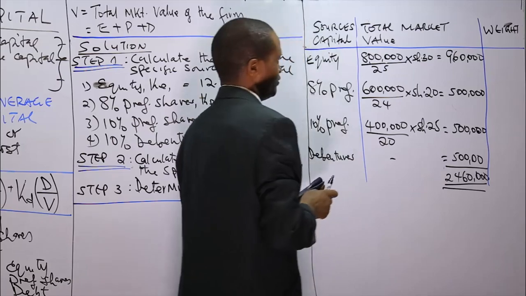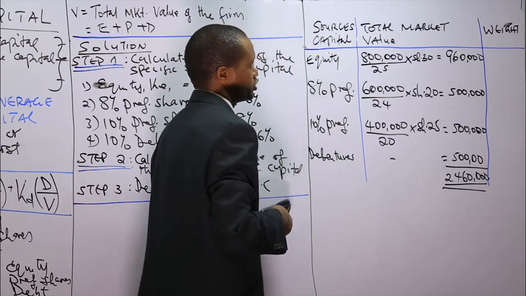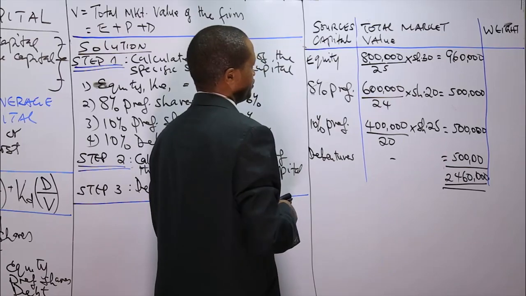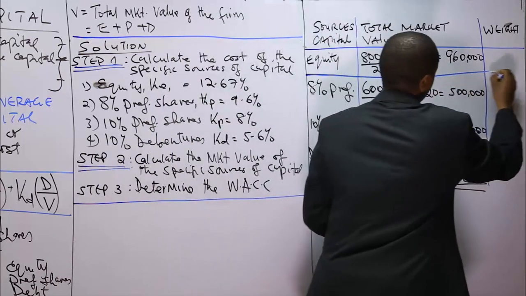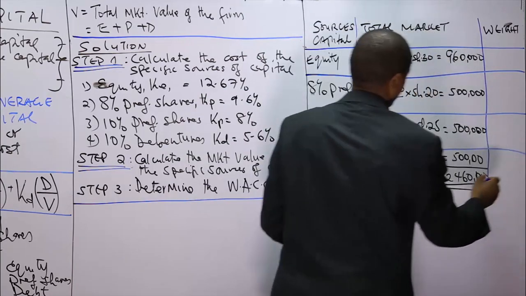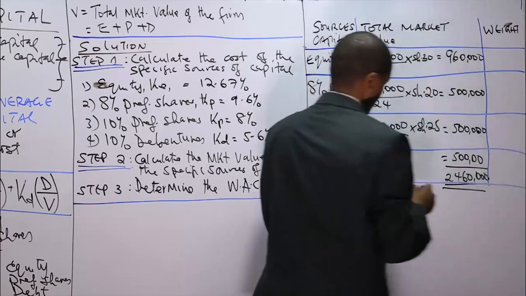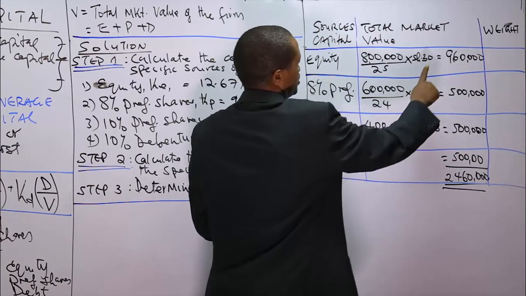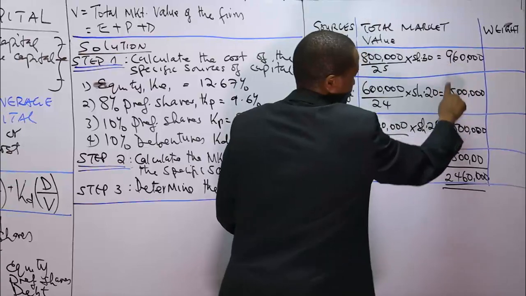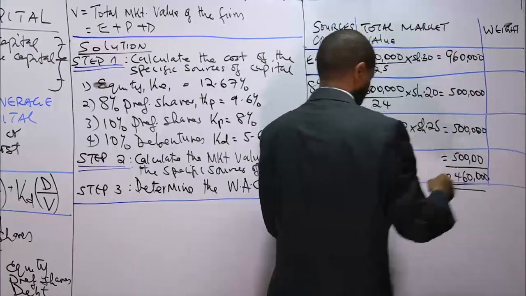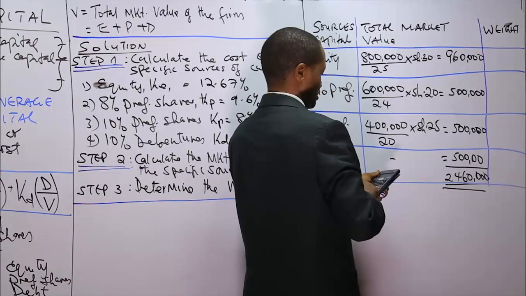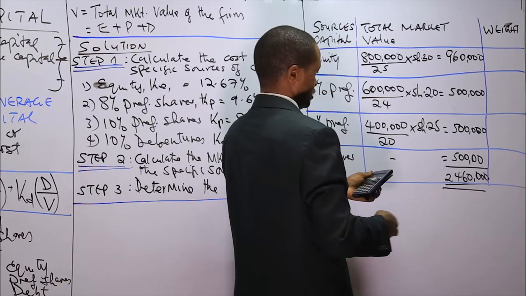the weight, the proportions, because we say that every source or every component is proportionately weighted. So how do you compute the weight? I want to determine the weight for every source. The weight for equity will be equal to 960 divided by the total, 960 divided by 2460.